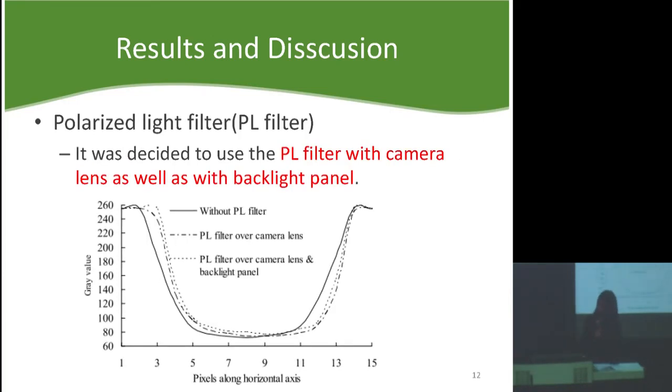And about the PL filter, we can see that in the curve without the PL filter, no PL filter was used with the camera or with the backlight. The edge of the seedling stem was brighter due to the halation effect of the illumination. The two curves that used the PL filter are very sharp compared to the previous one, which means without the PL filter.